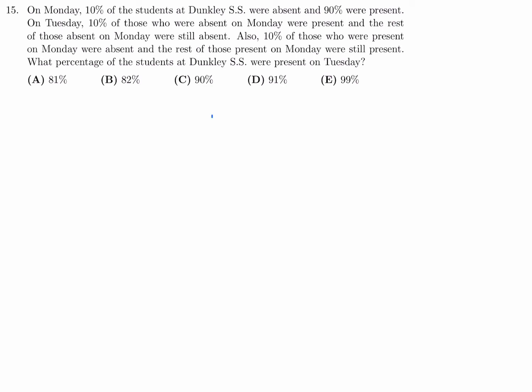All right, let's give some numbers. Let's say there's 100 students, and on Monday, 10% of those were absent. So 10 were absent. A for absent. And then 90% were present. So P for present, that means 90. Now we move on to Tuesday.